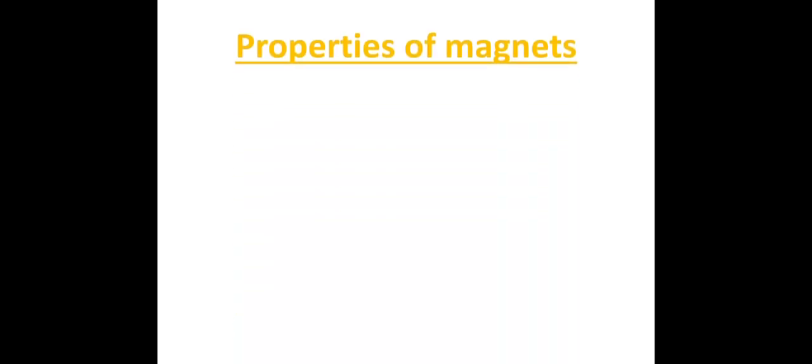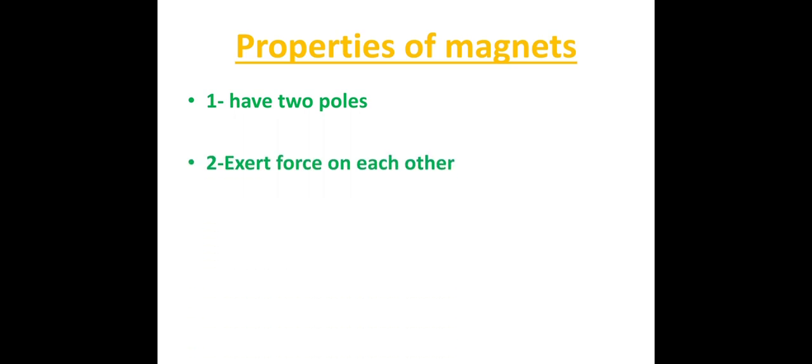Now we will know the properties of a magnet. All magnets around the world have three properties. The first one, all magnets have two poles. Second one, they exert force on each other. Third one, they are surrounded by a magnetic field. And in our lesson today, we will talk about each one in detail.